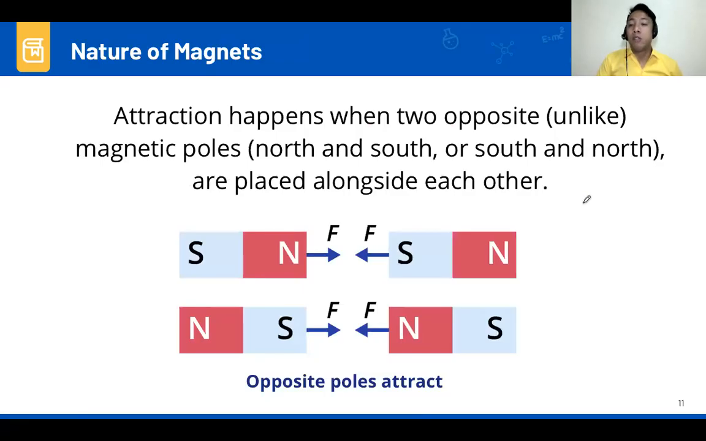Attraction happens when two opposite magnetic poles are placed alongside each other. That's basic, right? They will attract if we put north and south together. They will attract each other because they are unlike. So unlike magnetic poles attract. North and south, south and north, they will attract. It's like grade 5 level.